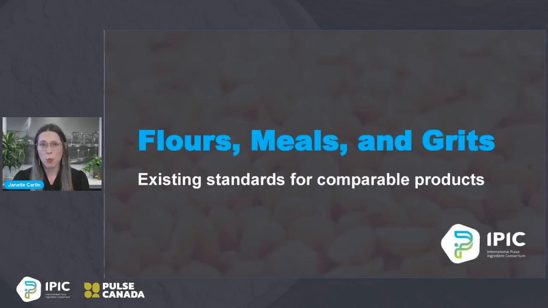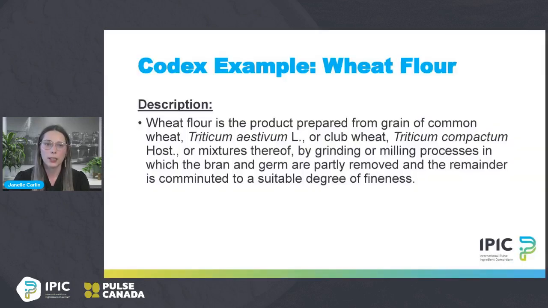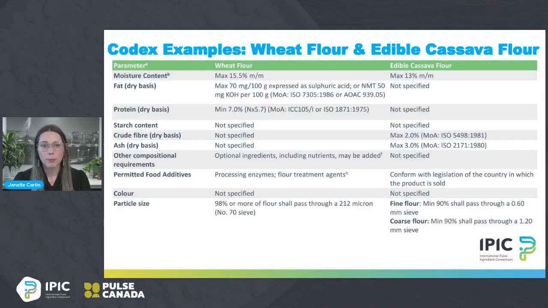So I'm just going to take some time to walk through some of that background information, starting with flours, meals, and grits as a category. So looking at some of the standards that are put in place for comparable products, here's just an example from the Codex Alimentarius, looking at wheat flour. Specifically, I just wanted to point out here that in this definition, we're talking about what crop the ingredient is derived from, the kind of process that is applied, and what seed components are specifically included in this type of ingredient.